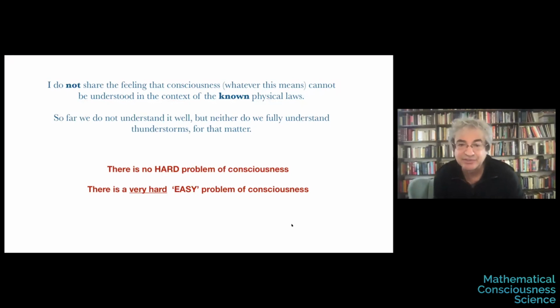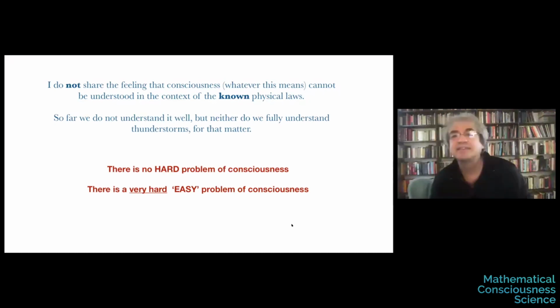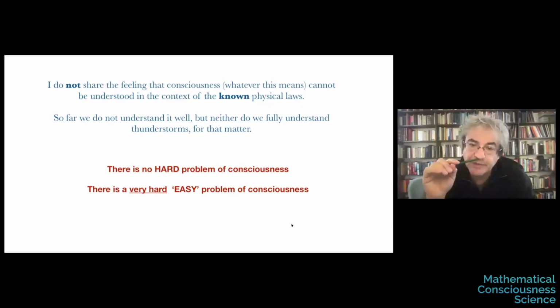We don't understand thunderstorms. If you ask a person studying meteorology, there are a lot of open questions about thunderstorms, but nobody suspects that to understand thunderstorms, we have to change something fundamental in our physics or in our philosophy. So in other words, I think that there is no hard problem of consciousness, in the terminology of David Chalmers. I do think there are no zombies.